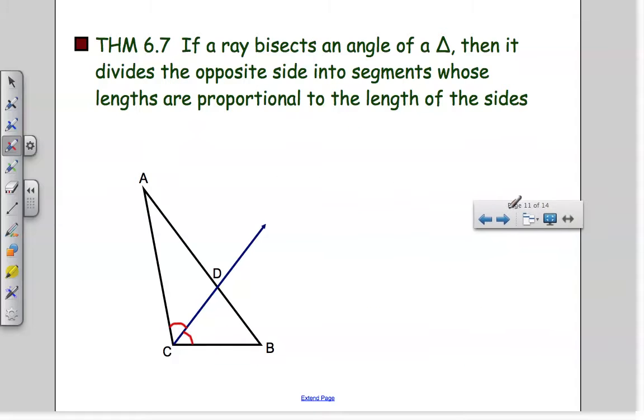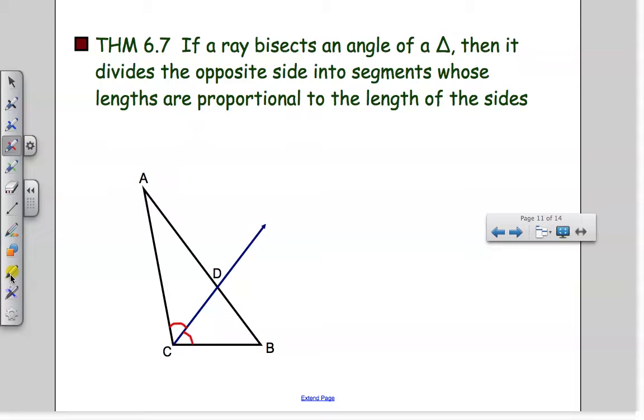And this other theorem has to deal with an angle bisector. It says if a ray bisects an angle of a triangle, notice this ray, CD, does bisect the original angle ACB of the triangle. How do I know it bisects? Because it cuts it into two congruent angles. Therefore, it is an angle bisector. We have two congruent angles there. Then it divides the opposite side, meaning this side that it intersected, into segments whose lengths are proportional to the lengths of the sides.